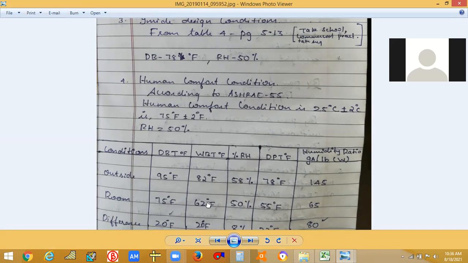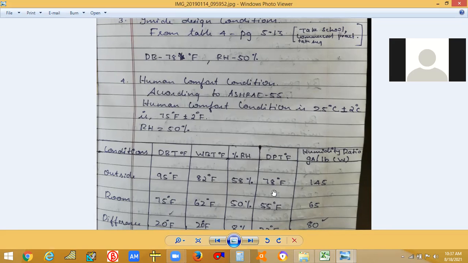Okay. Wet bulb temperature 62 degree Fahrenheit. RH is 50. So if you know this dry bulb temperature and this RH, we could easily find wet bulb temperature, dew point temperature and humidity ratio by the help of psychrometric chart. Okay. Or you can go directly to HAP and it will give all these values directly in that HAP software. So these are all input values.